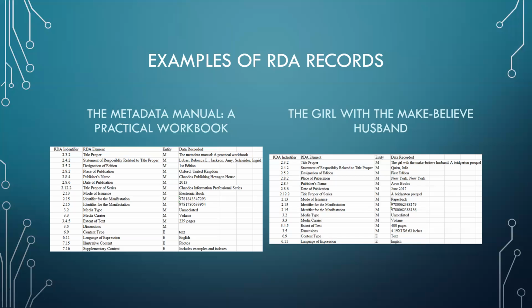It was published in June of 2017. It's part of the Bridgerton prequel series. It's a paperback. I listed the ISBN number for the paperback and the online book and the ebook, excuse me. It's also an unmediated volume. It's 400 pages long. Its dimensions are 4.19 by 1 by 6.62 inches. It's text and it is in English.